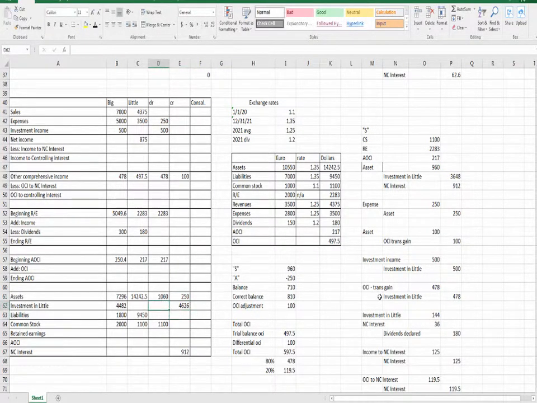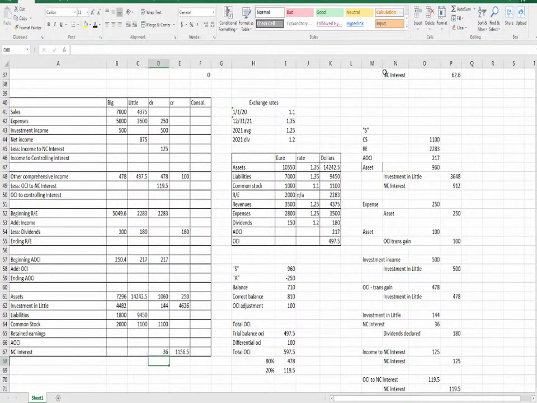We debit the investment in little. We debit the non-controlling interest. We credit dividends declared. We debit the income to the non-controlling interest. We credit the non-controlling interest. We debit the OCI to the non-controlling interest. And we credit the non-controlling interest.